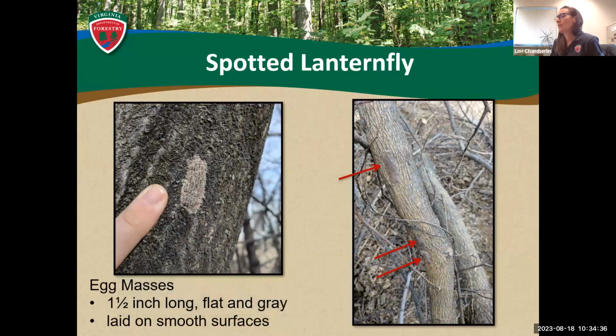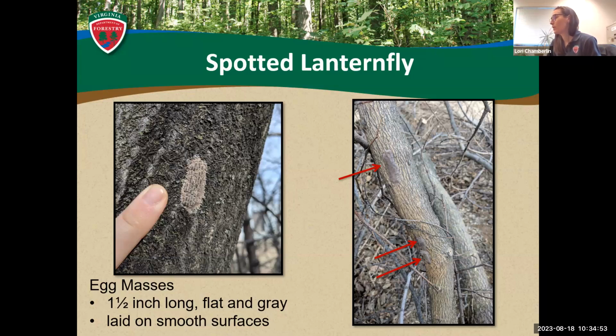Egg masses are an inch and a half long. They're flat and gray, and they're laid on smooth surfaces. And I find them kind of cryptic and camouflaged and hard to detect. They really just look like a blob of clay that's been pushed onto a tree branch.